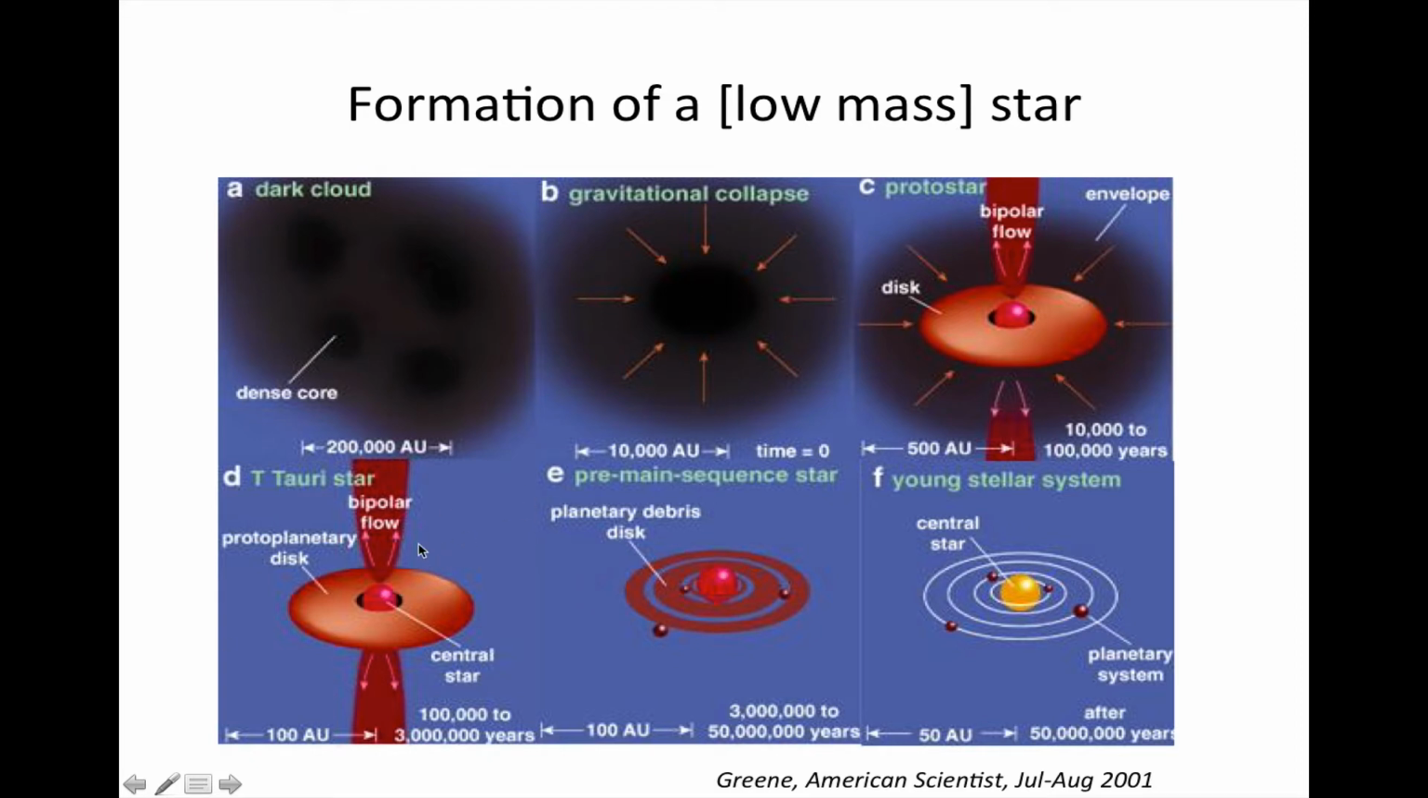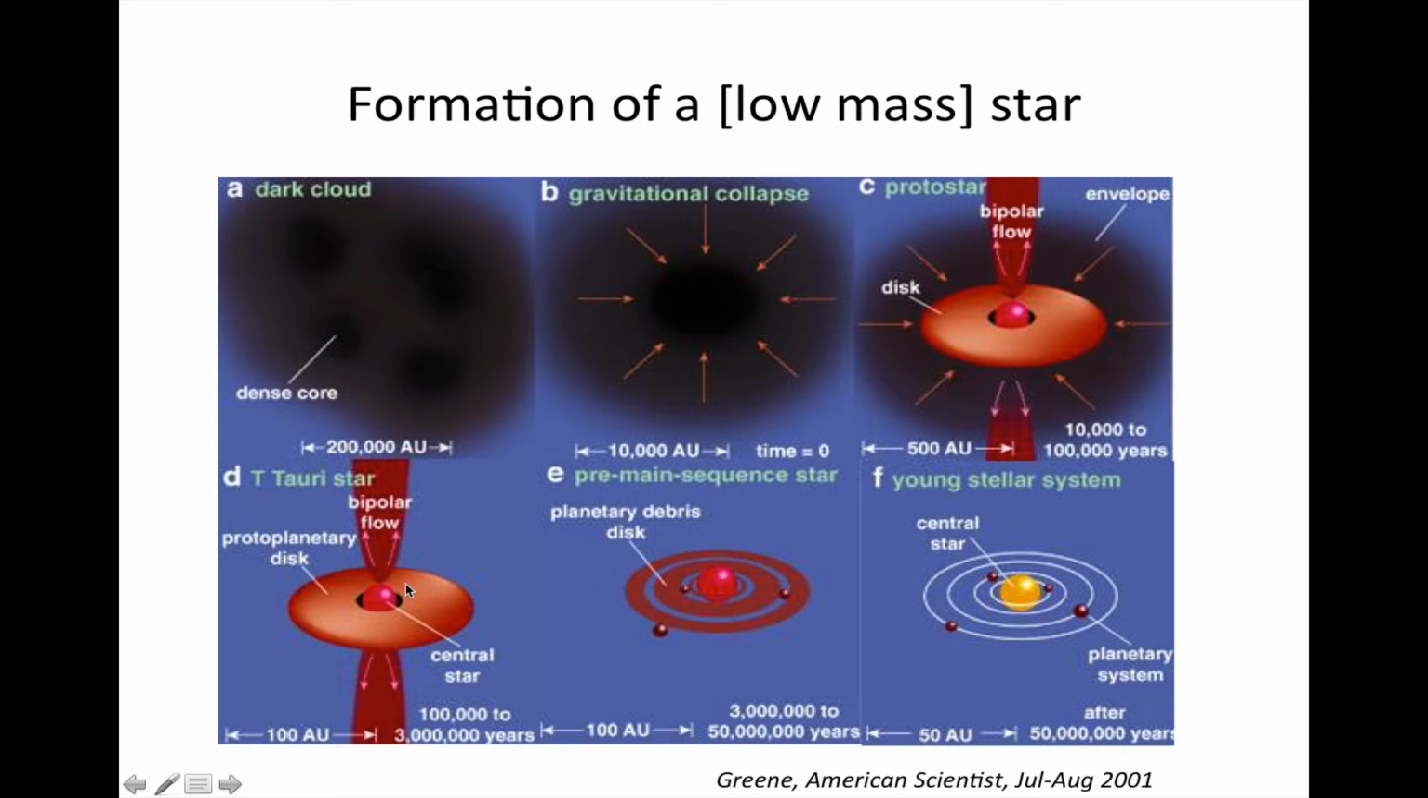Eventually that envelope thins out and you're left with a big disk and still jets going on because the accretion rate is still very high. Note that we've gone from 500 AU to 100 AU because gravity is still winning. Gravity is still pushing things in. And the time scale now is 100,000 to 3 million years. This is still a very young star.